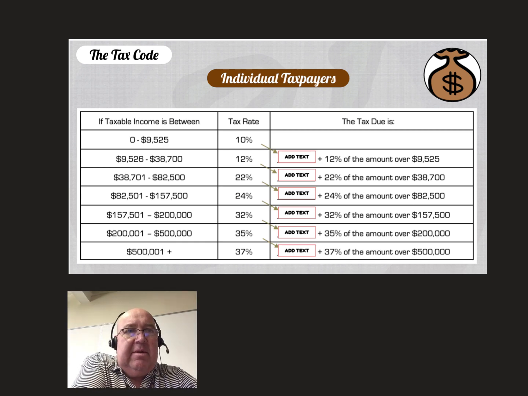So we're going to multiply 9,525 by 0.10, and we're going to put our answer on the line below in that area where it says to add text.